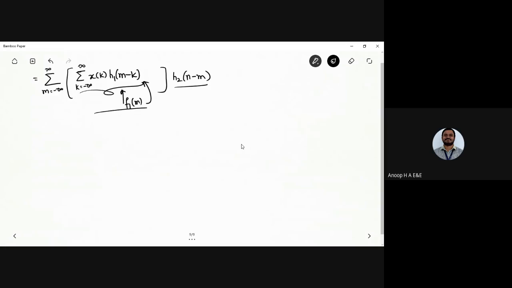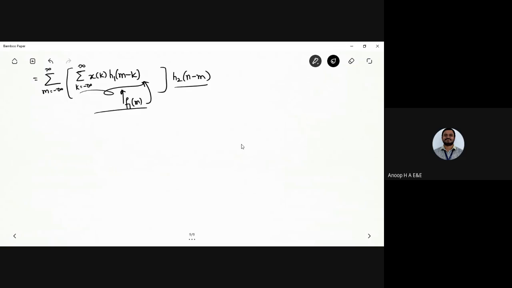So what holds good here? I can write it to be sigma m equals minus infinity to plus infinity, again this function over here, that is sigma k equals minus infinity to plus infinity x of k h1 of m minus k, right? So next you are going to have h2 of n minus m. So this summation is being replaced here as f1 of m, which is nothing but this value over here. Now I'm going to have this function with respect to h2 of n minus m, right?